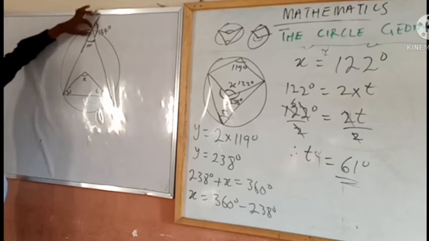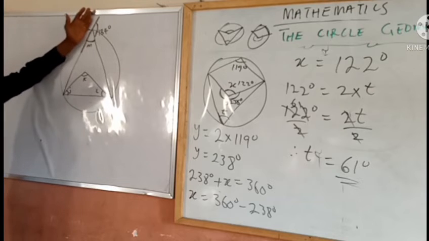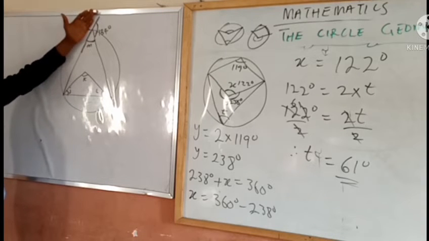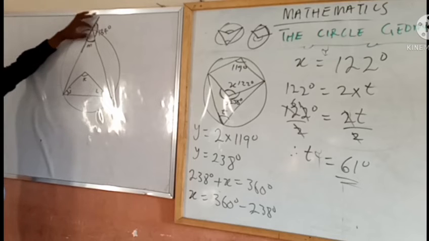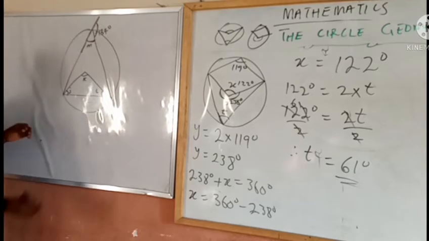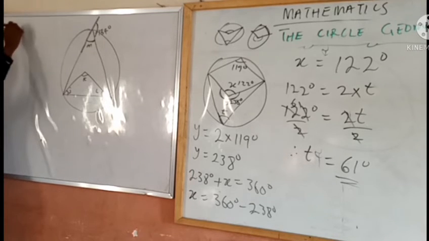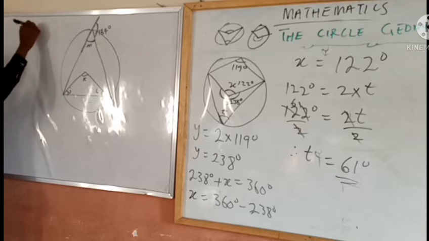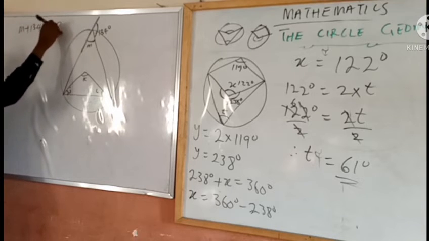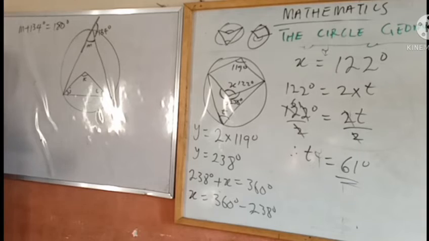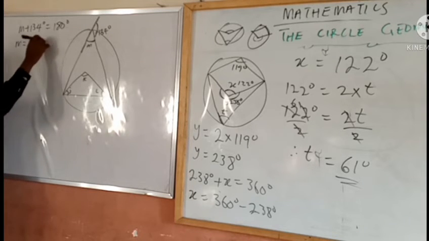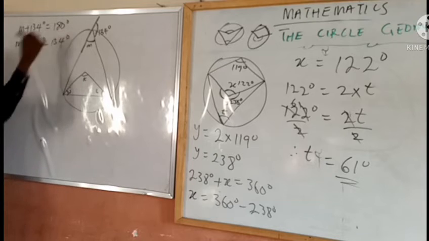So we can see that both angles M and 134 are resting on this straight line. This shows that the sum of angles on a straight line property will have to be used here. And remember, the sum of angles on a straight line is 180 degrees. So that means M plus 134 degrees is equal to 180 degrees. So M is going to be 180 degrees minus 134 degrees.